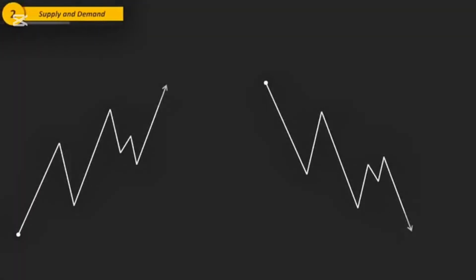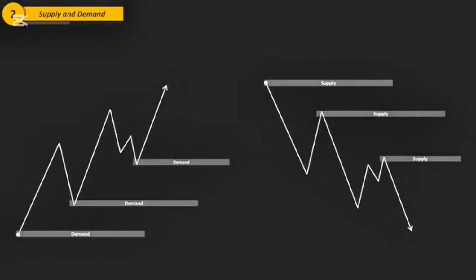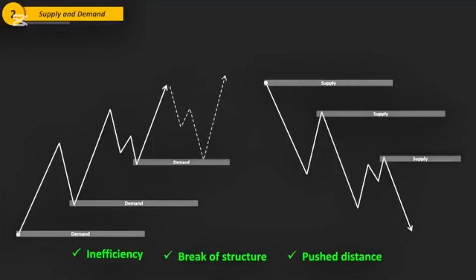Supply and demand zones. Supply and demand zones are areas on the chart where traders have entered the market before, causing big price moves. Normally, we mark the beginning of these big moves as the supply or demand area, and we expect the price to reject these zones when it comes back to them. However, several key factors make a supply or demand zone stronger: inefficiency, break of structure, and the push distance.